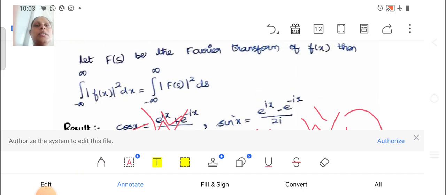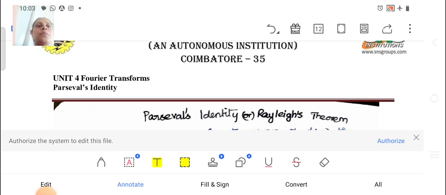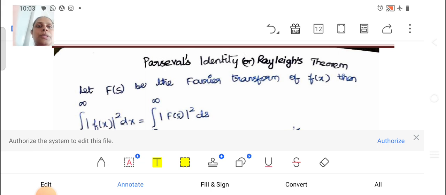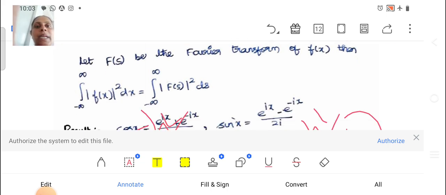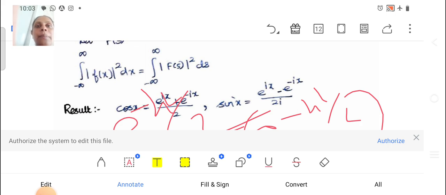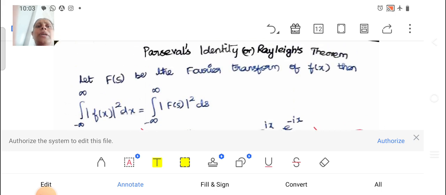Next is the Fourier Parseval identity. In this Fourier Parseval identity, let F(s) be the Fourier transform of f(x). Then the integral from minus infinity to infinity of modulus f(x) the whole square dx is equal to the integral from minus infinity to infinity of modulus capital F(s) the whole square ds. This is the Parseval identity.